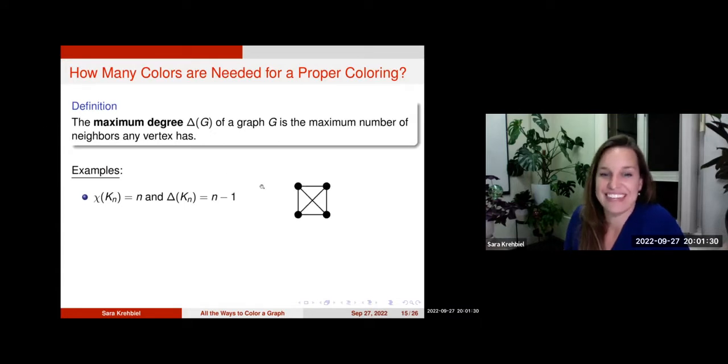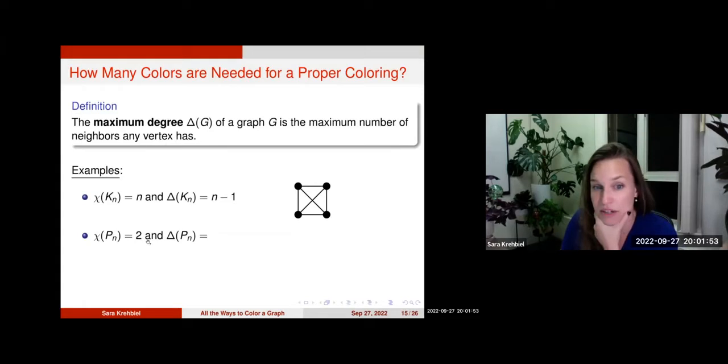Thank you, Tom. So if I have n vertices, then I'm neighbors with everyone else. So that's n-1. So each of these 4 vertices has 3 edges leaving it. So the degree of every vertex is 3, and that means that the maximum degree is 3.